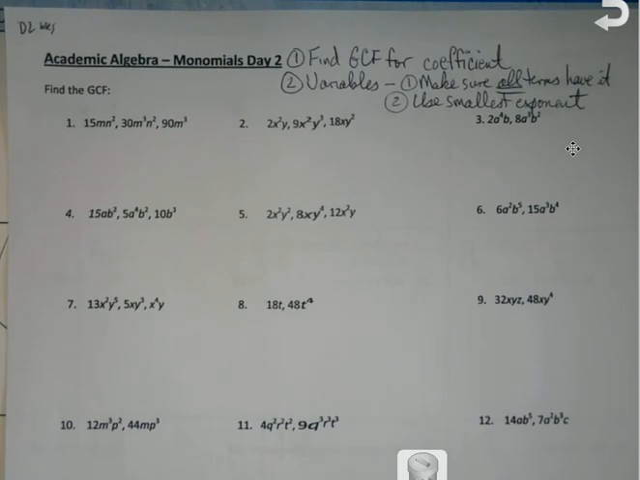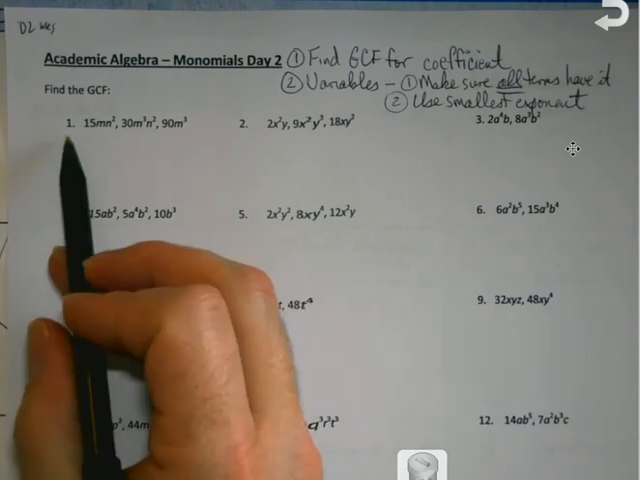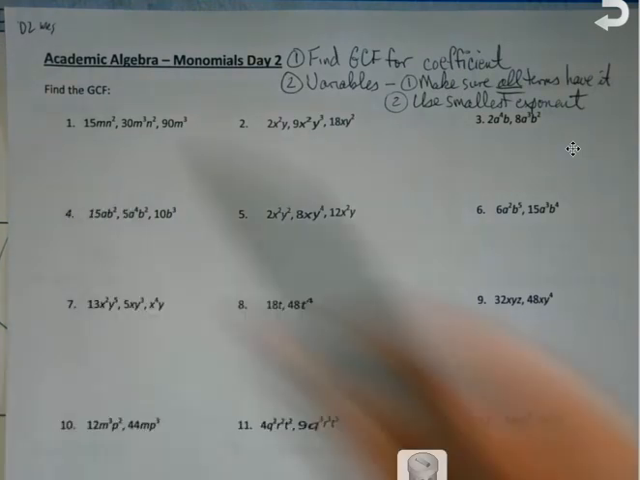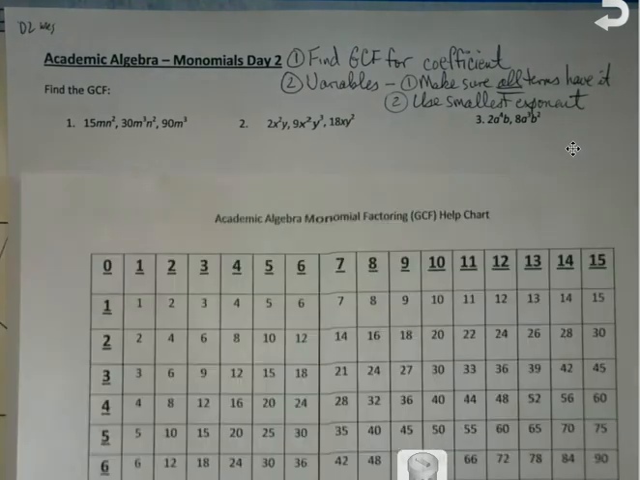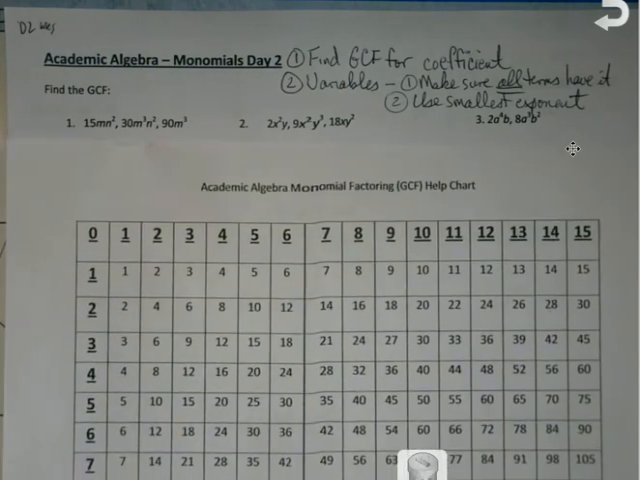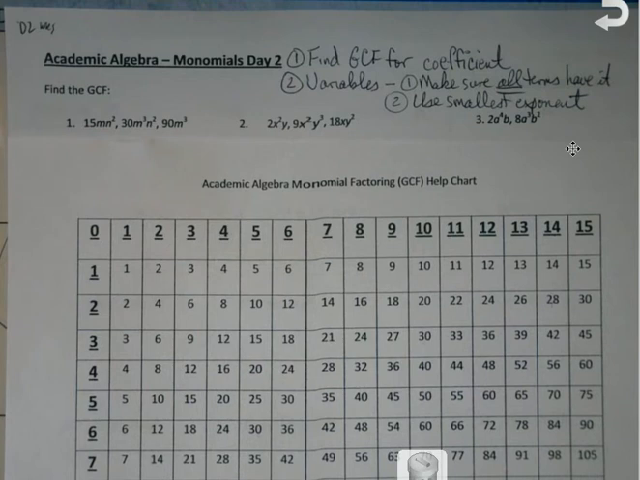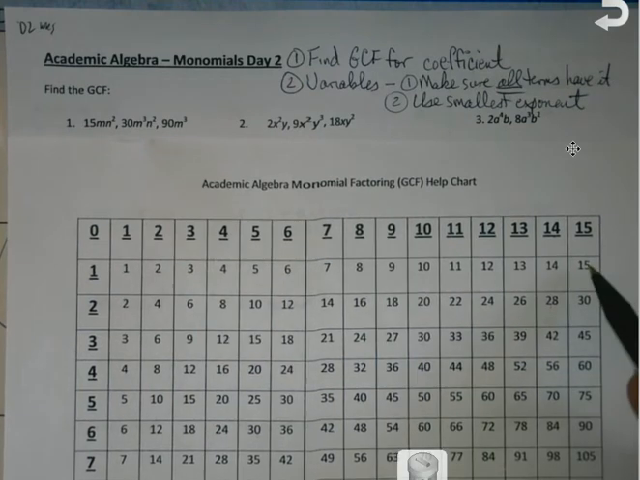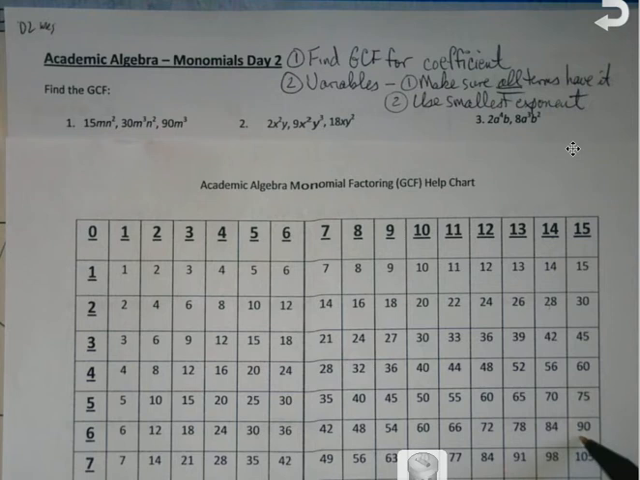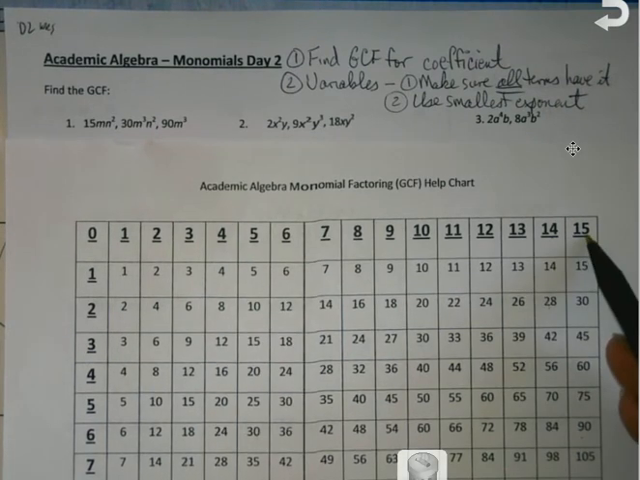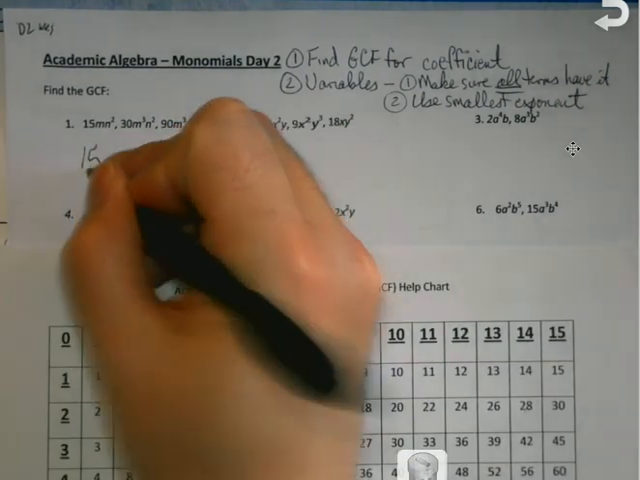Okay, first part, I got to look for the numbers. Now again, this is just me. If you want to individually do numbers for 15 and 30 and 90, you can, and I'll do that for one of these too. I'll do it for number 2. But for this one, if I'm looking for 15 and 30 and 90, I start looking, I'm like, okay, let's see. Okay, there's a 15, there's a 30, ooh, come on, 90, all right. 15, 30, and 90. So 15 would be my coefficient part.